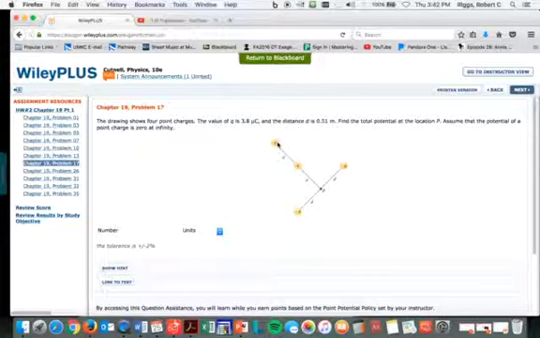Just pretend you do it one at a time. Do it for this charge. Write the number down. Do it for this charge. Write the number down. Do it for this charge. Write the number down. Do it for this charge. Write the number down. Just like we did on problem 13. Add them all up. And that's what you got for being right here.